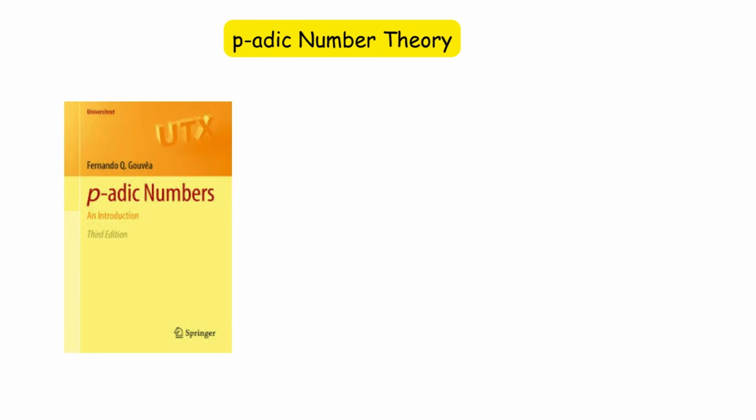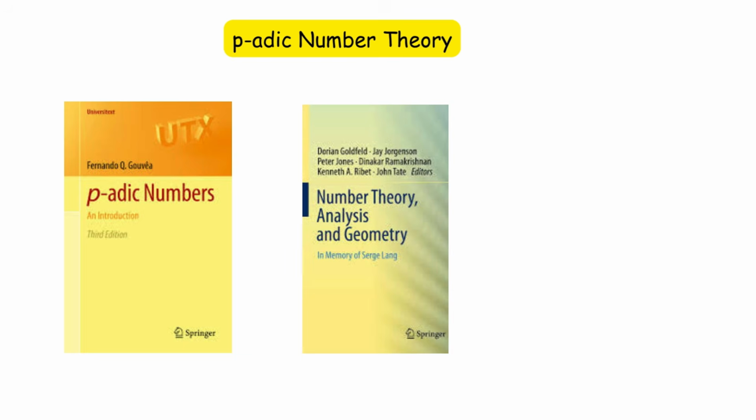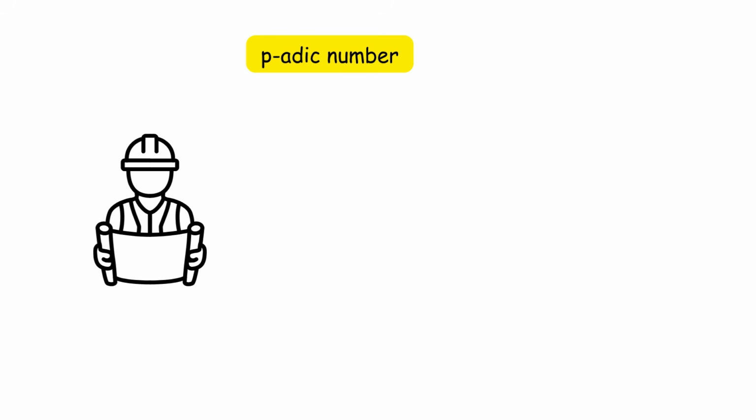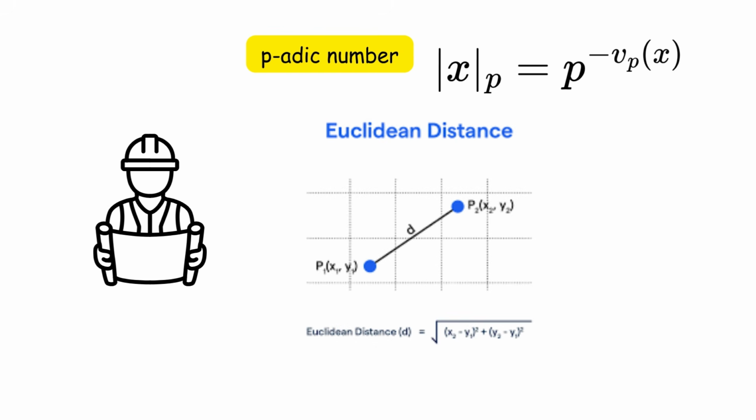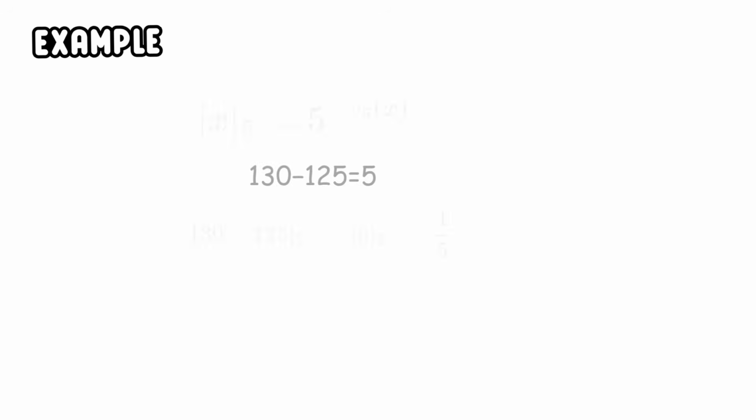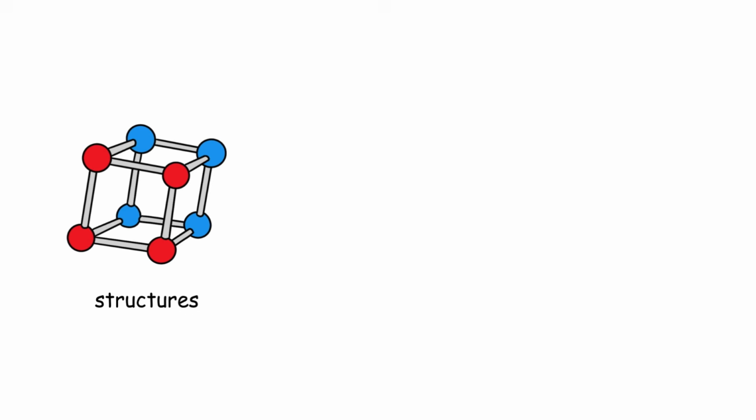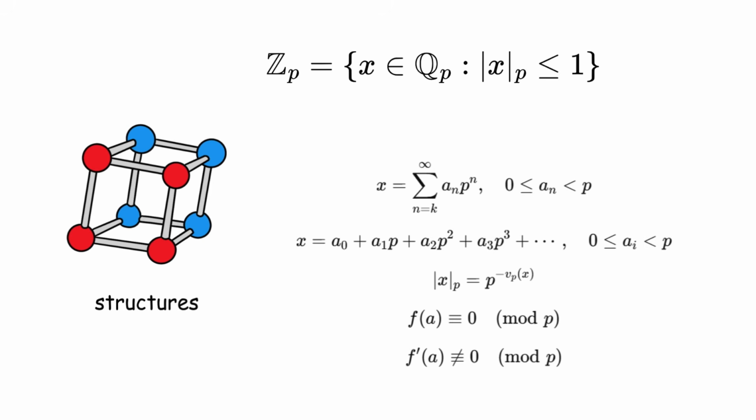P-adic number theory is the structural language of local analysis in number theory, as it describes and organizes number systems based on divisibility by a fixed prime. A p-adic number is constructed through completion with respect to the p-adic absolute value, where closeness is determined by divisibility by high powers of p rather than Euclidean distance. For example, in the 5-adic numbers, 125 and 130 are extremely close because their difference is 5, divisible by 5 to a high power. The basic structures include p-adic integers, the field of p-adic numbers, p-adic expansions analogous to decimal expansions but in base p, the p-adic absolute value which reverses the usual size intuition, and Hensel's lemma which allows lifting solutions from modular equations to p-adic solutions.